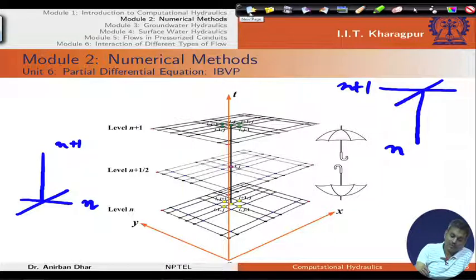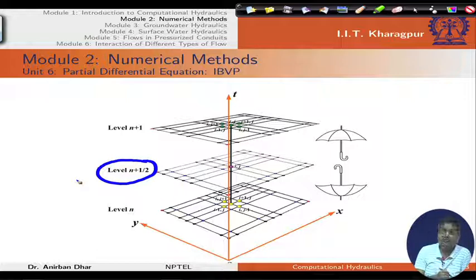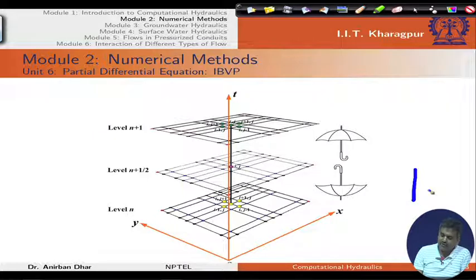We have also discussed the Crank-Nicolson scheme, which considers the n plus half level, which is the intermediate level, and at the intermediate level we have used half step as explicit and half step as implicit to get the solution.